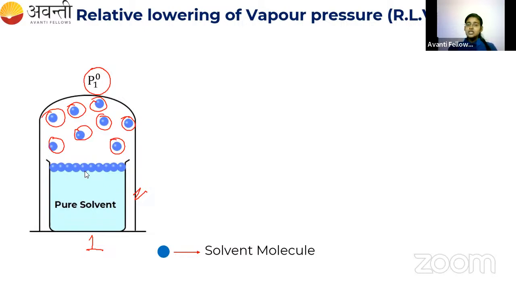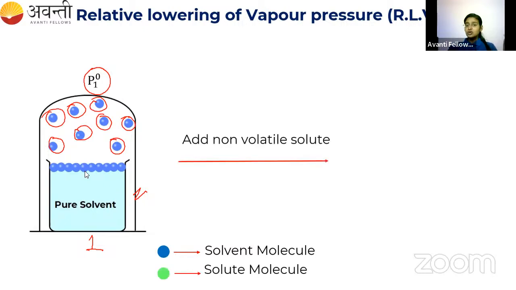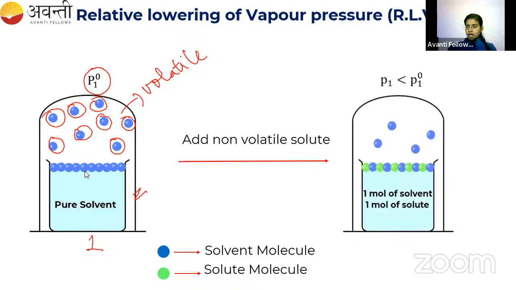Now to this pure solvent 1, I'm going to add a non-volatile solute. The nature of the solvent is volatile. That's why it is getting evaporated. Volatile means something which is getting evaporated, right? If I add a non-volatile solute, what will happen? You can see the green color particles. Those are the solute particles. The solute molecules are not going to come out from the beaker. Only the solvent molecules will come out.